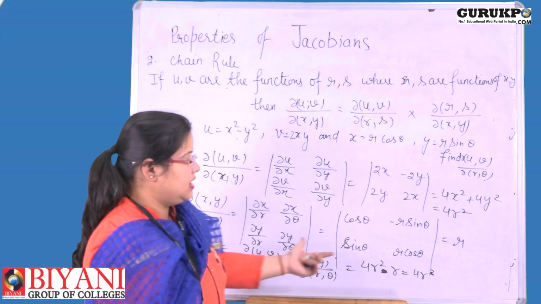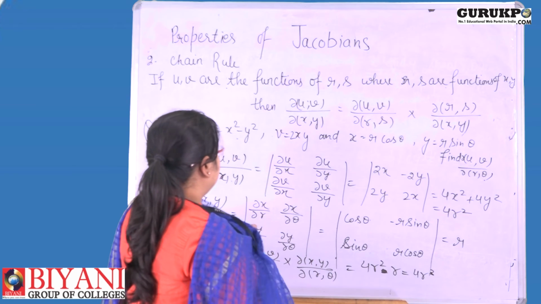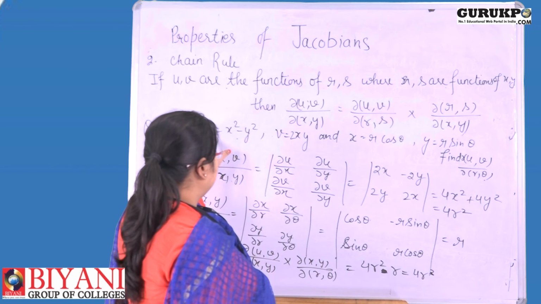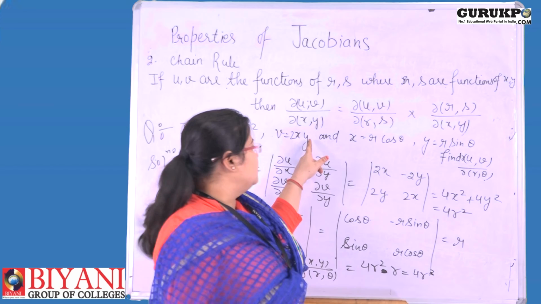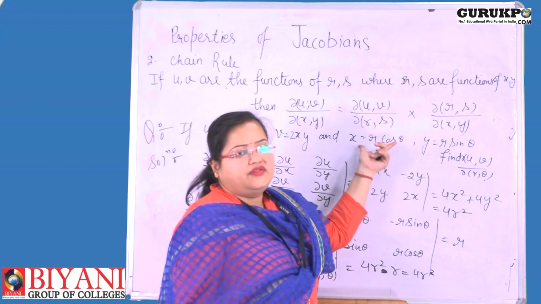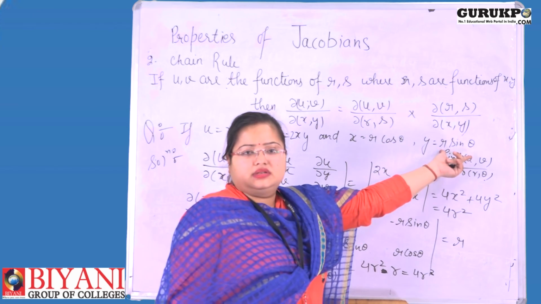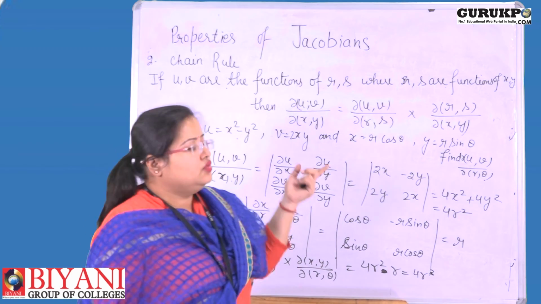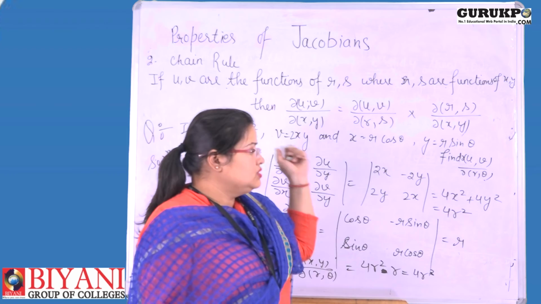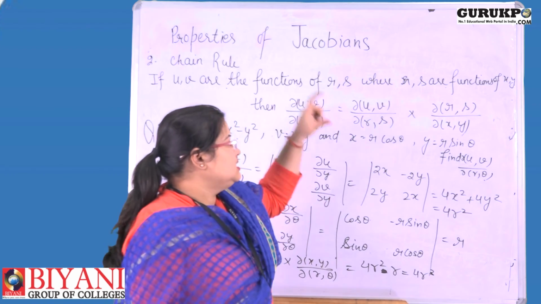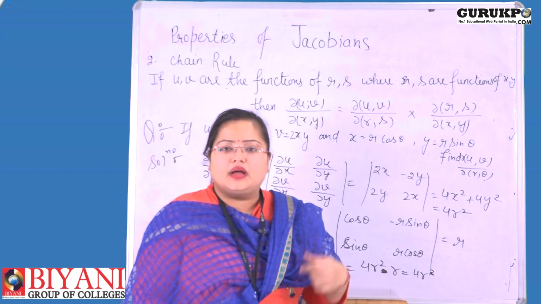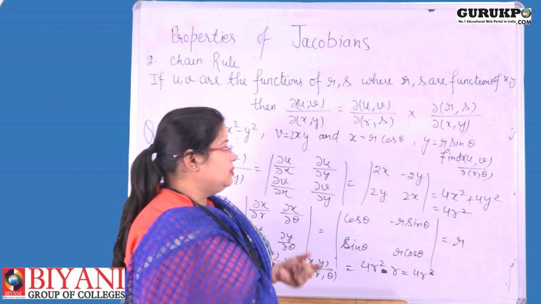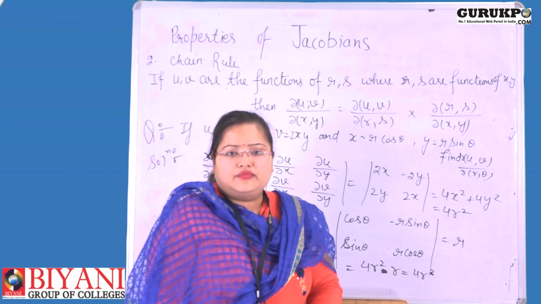By using the chain rule we find the value of the Jacobian of u, v with respect to r, theta, whereas u and v are given in terms of x, y, and x and y are given in terms of r, theta. We find the Jacobian of u, v with respect to r, theta by using the chain rule between these variables. We can find any kind of question for two variables, for three variables, any kind of function and variable.